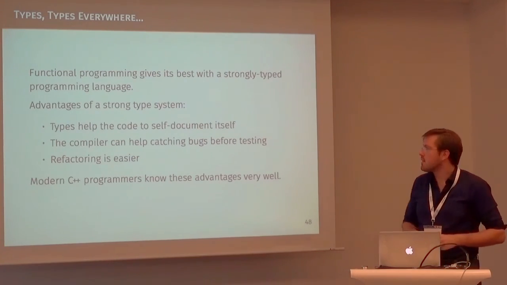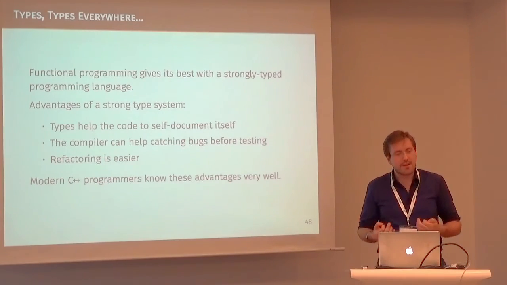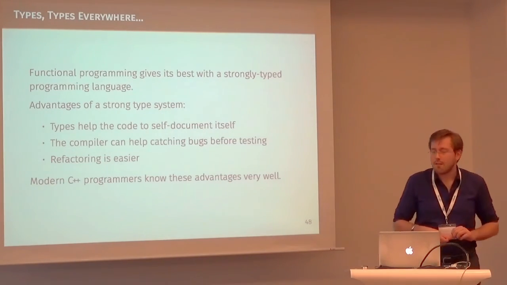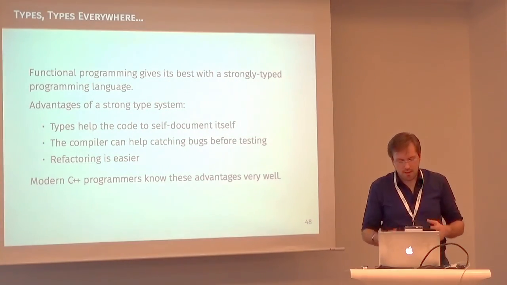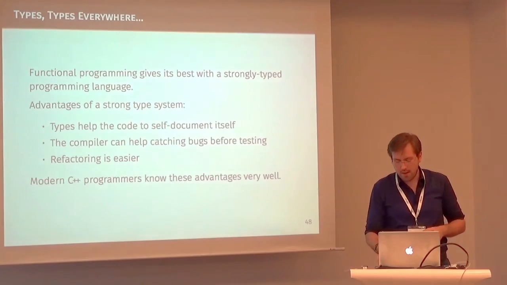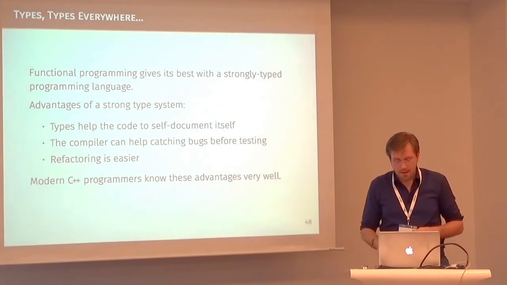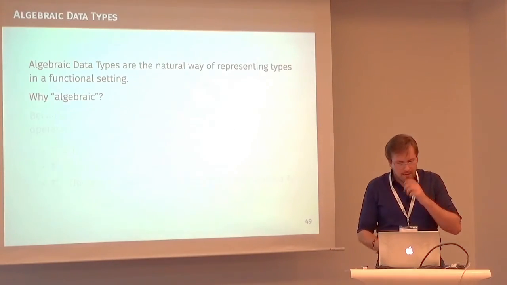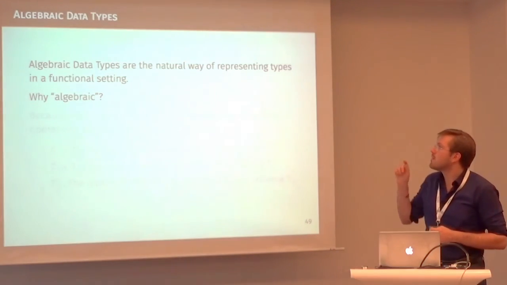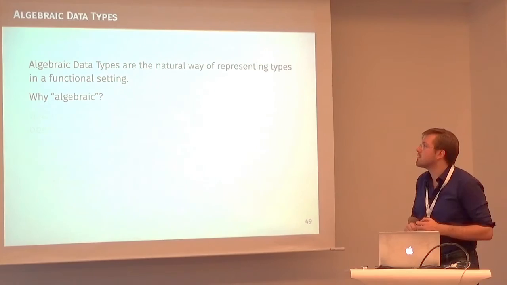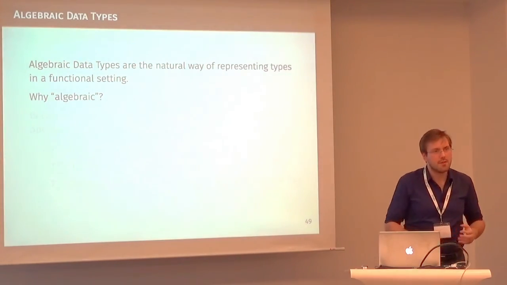Another point that I would like to take is that we have a very strong type system in C++, and functional programming encourages using types to model invariants, to make the compiler help us write correct code. Functional programming languages often implement what is called algebraic data types. Algebraic data types are the most natural way of thinking about types in a functional setting.